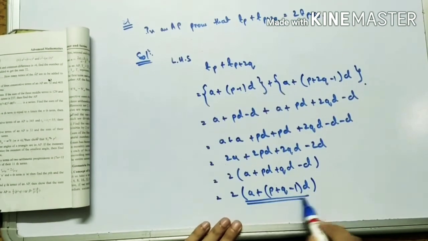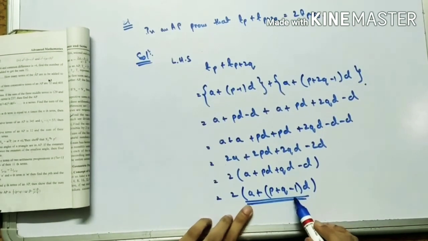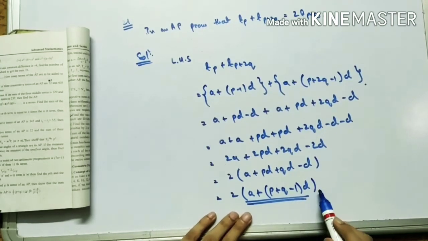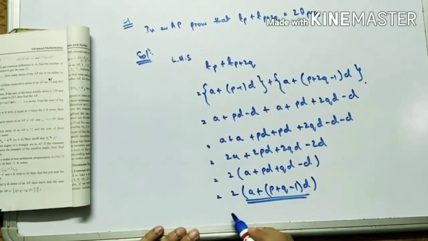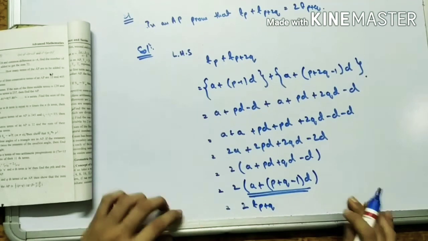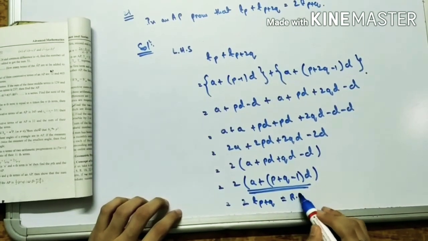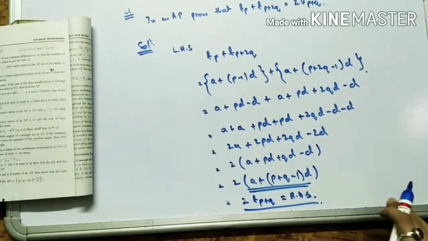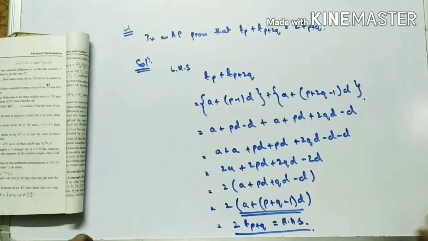So this thing, you see, what did it become? It became the (p plus q)th term. So this one is equal to twice T(p plus q), which is equal to our RHS. Understand? Very easy there.